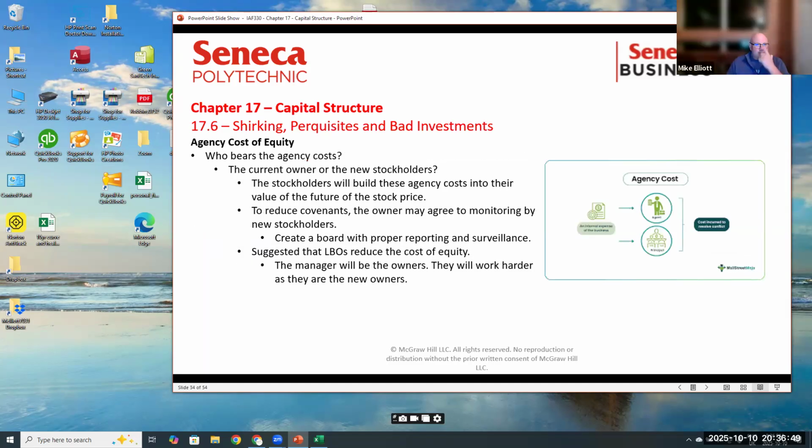All right. So who bears the agency costs? We know the costs are there. Who pays them? Is it the current owner of the stock? Or if I issue more stock, is it the new stockholder? If it's a new stockholder, guess what? They're building those agency costs into the value that they put towards their stock. They're not idiots. They know it's there.